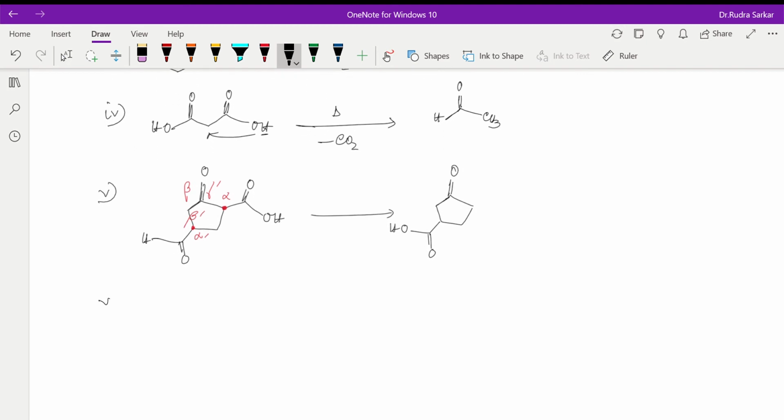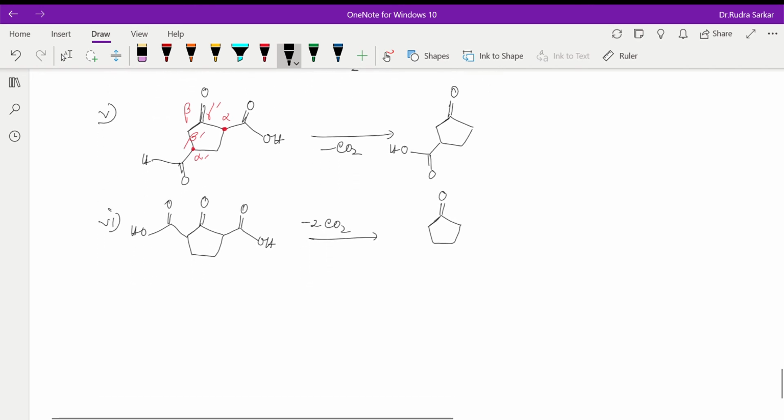Okay, number 6. I've given you this one, that one. Now you see both the acid groups are beta-ketoacid. So that means both will get decarboxylated. So here 2 molecules of CO2 will go away and you will be left with something like this.